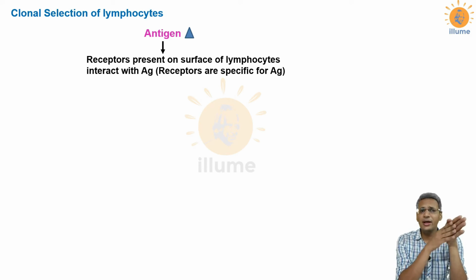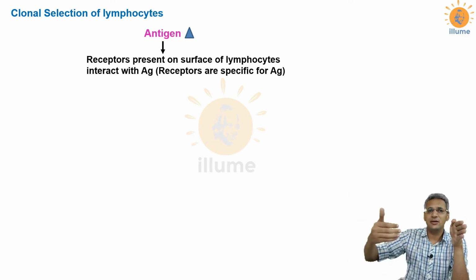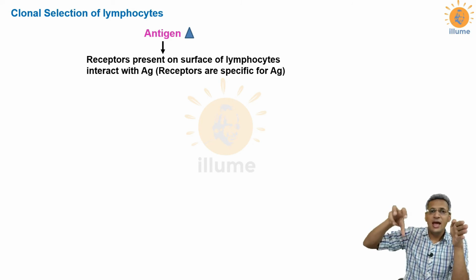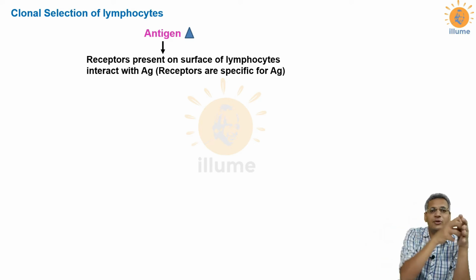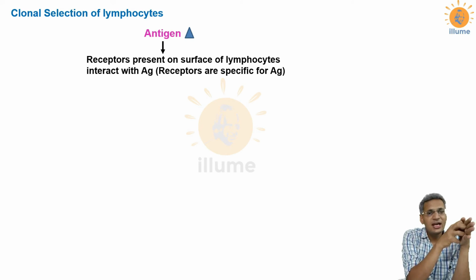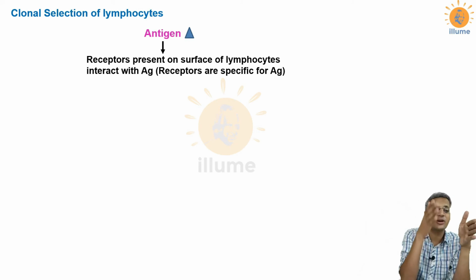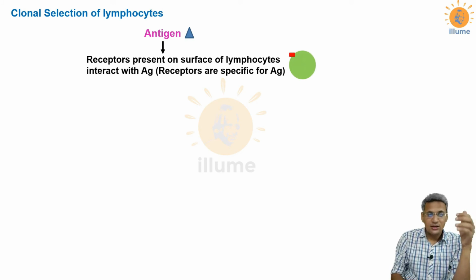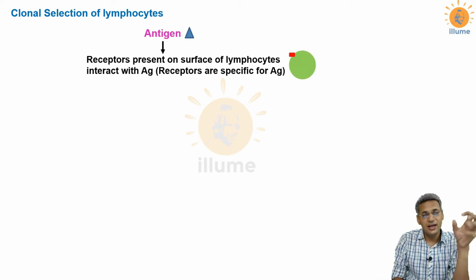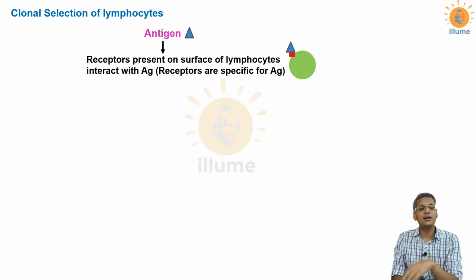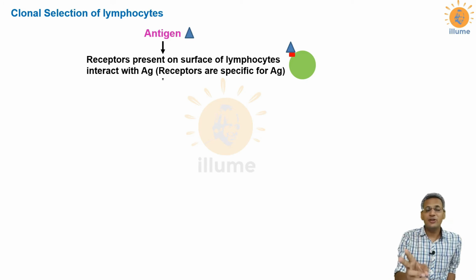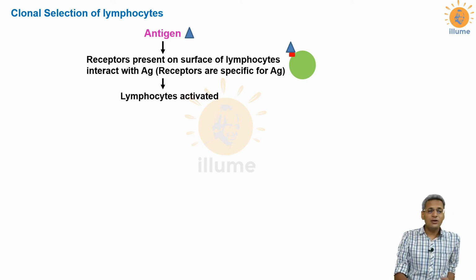an antigen has entered our body, and there are many lymphocytes present in our system, but out of these many lymphocytes, few of them have receptors which would interact with this antigen because these are very specific. So those lymphocytes are selected whose receptors are specific to interact with the antigen. As you can see in this figure, there is a green lymphocyte with the red receptor which is specific to this blue antigen. So this blue antigen would come in contact with the receptor, and both of them are very specific. Now what would happen?